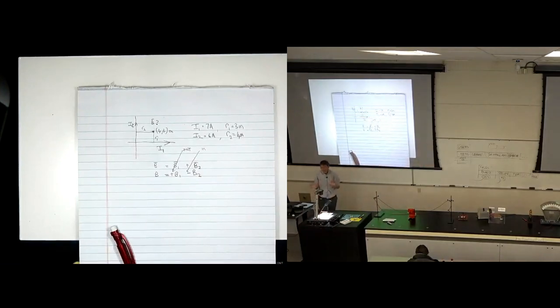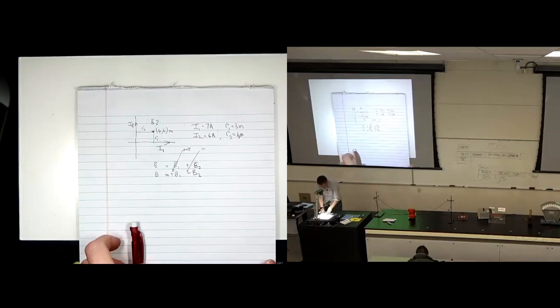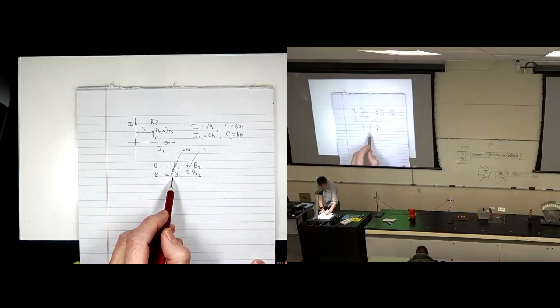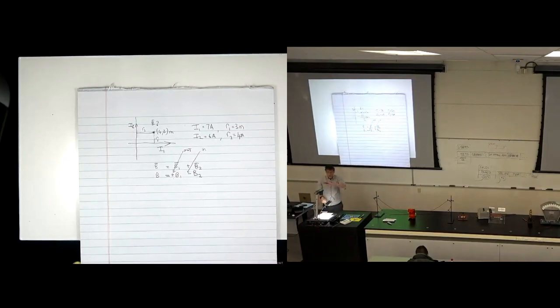What I had discovered by using the right-hand rule is that one field was straight out of the screen, and the other field is straight into the screen. They're in opposite directions. And so I'm just going to use plus and minus signs to indicate their directions because they're just in opposite directions. So that's an easy, straightforward way of handling it. So the plus sign here has the meaning that field is out of the screen. The minus sign is into the screen.